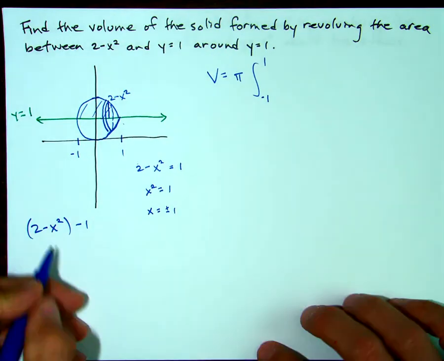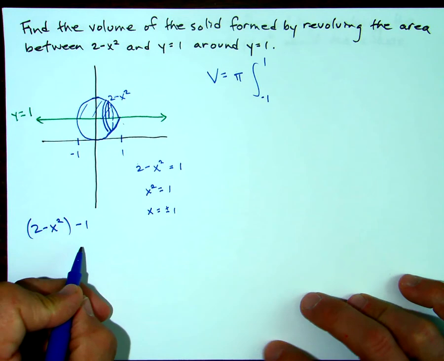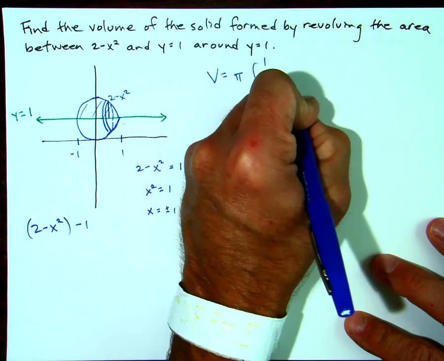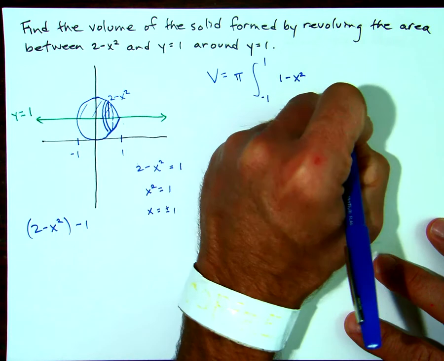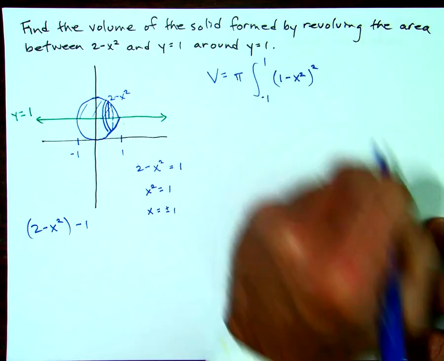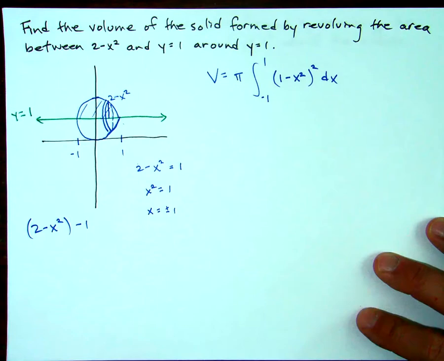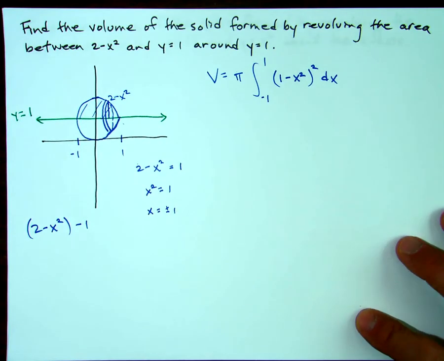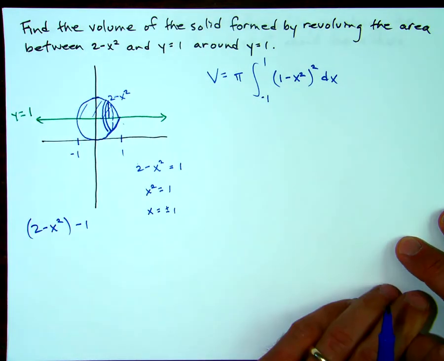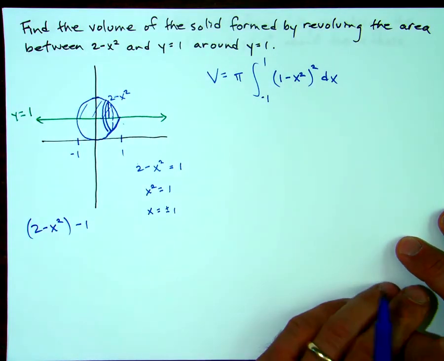That would give us that height, which is the radius of that disk. And so if I simplify this, I'm going to end up with 1 minus x squared, squared, dx. All right. So most of the work goes into just setting the integral up. We have to find that r of x. We have to find the bounds of integration. The rest of it should be pretty straightforward.